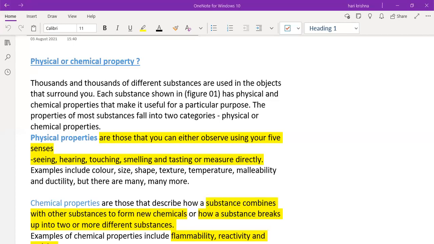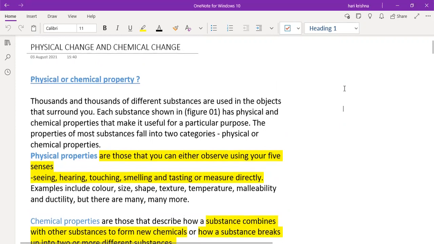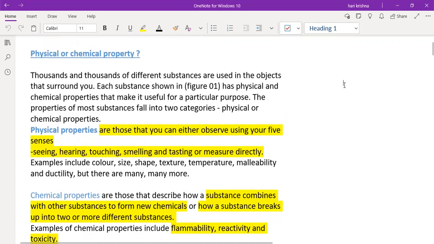Okay, we'll start the topic. So physical change and the chemical change. In the last class we started, right? What is the physical change? What is the chemical change? In that also we discussed what the physical properties are and what the chemical properties are.